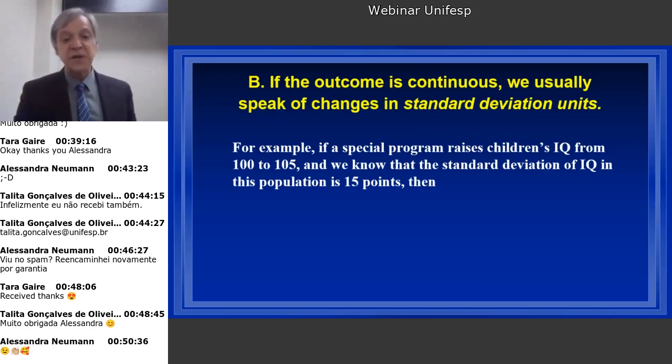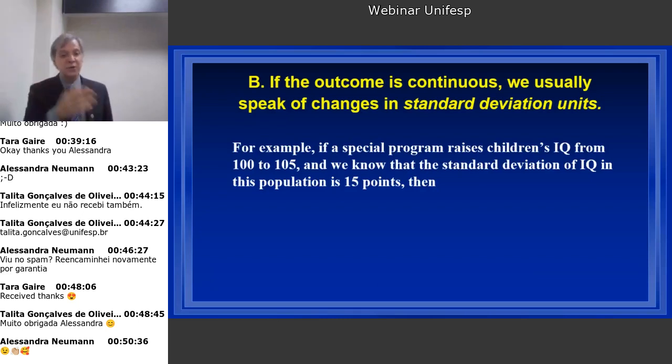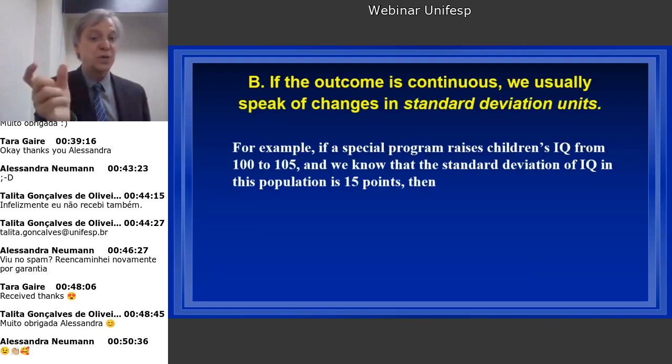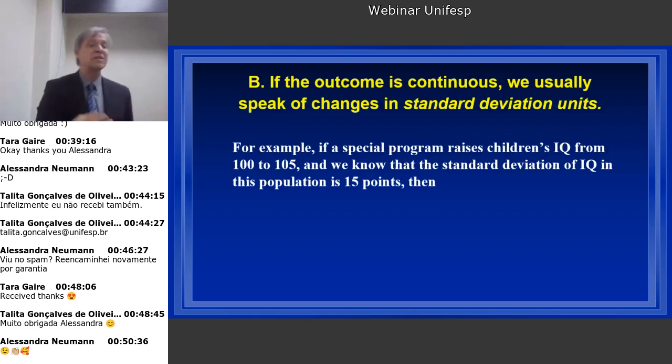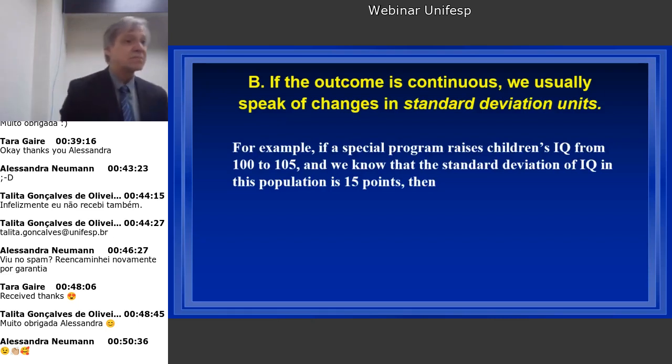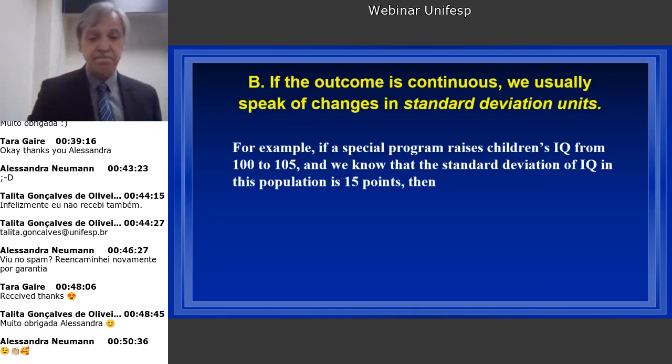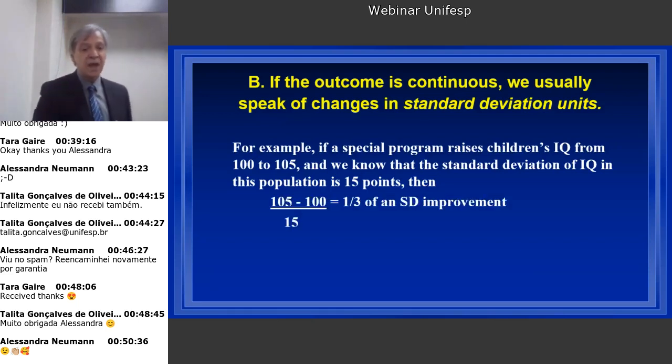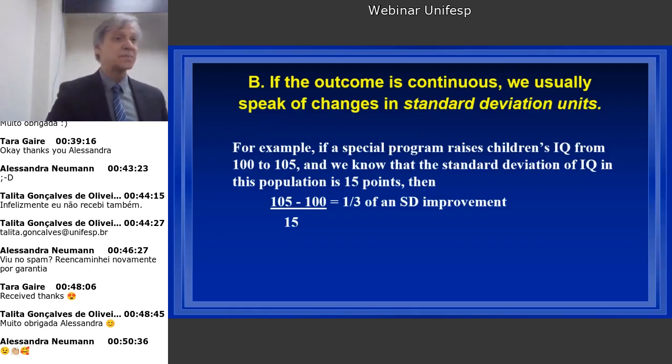Standardized. For example, a special program raised children's IQ from 100 to 105. It's only a tiny amount of change, right? 100 to 105, but IQ is hard to change. We know the standard deviation of IQ in the population is 15 points. Then you can standardize. Standardize in simple statistics just means divide everything by the standard deviation, by a measure of the variance. Okay, so you have your change and you divide by the standard deviation. You have 1/3 of a standard deviation improvement.